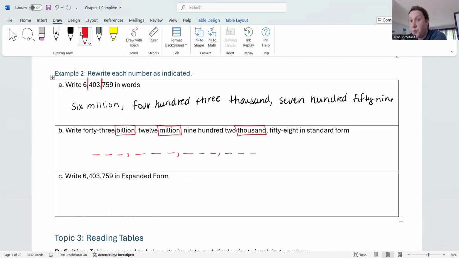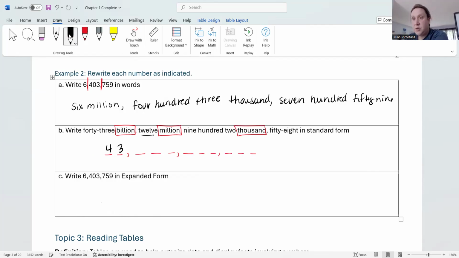So this number is 43 billion. I need to understand that 43 is a 2-digit number. So I'm going to write 43 starting here. That means this extra digit just isn't a part of the number. We don't have a digit in the 100 billions place. Our biggest digit's in the 10 billions place. All right. Next up, I have 12.